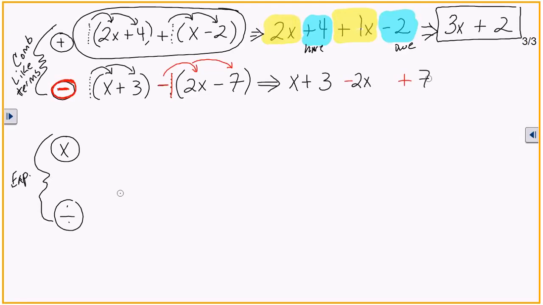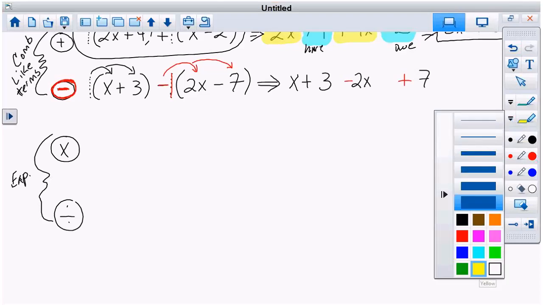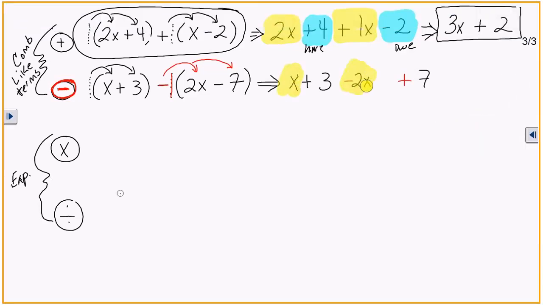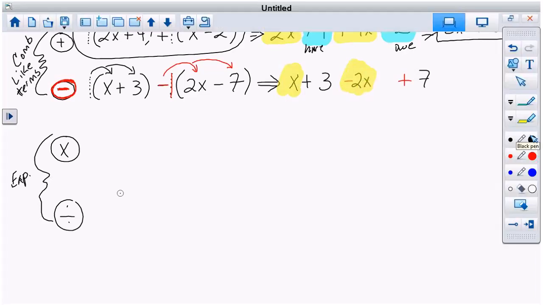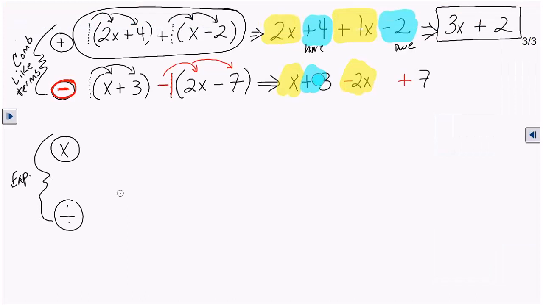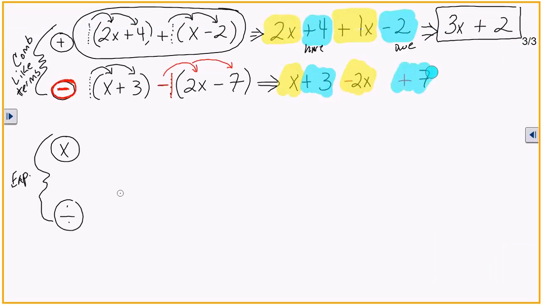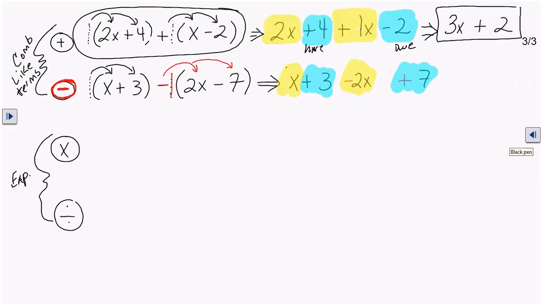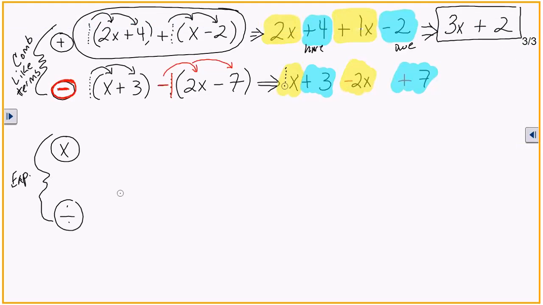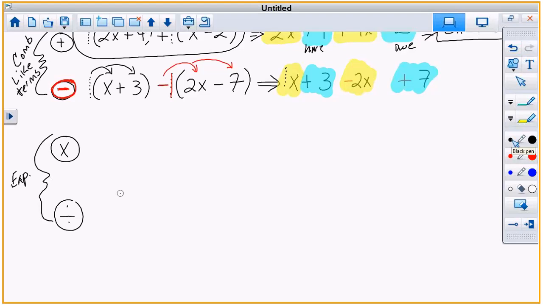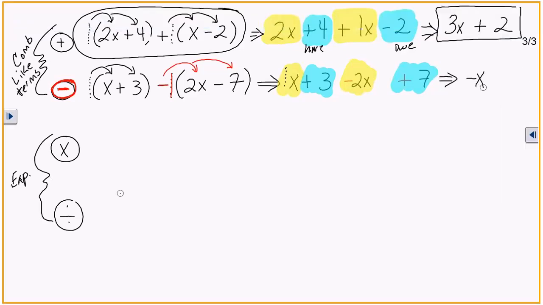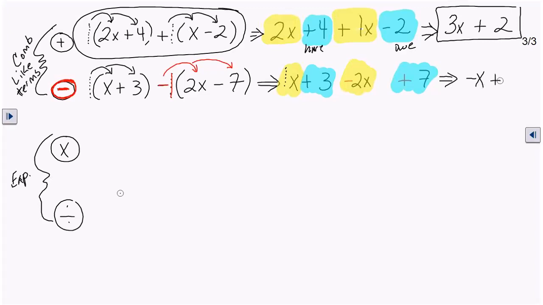And now we take our highlighters and we've got x terms. And we've got regular coefficient terms. And I'm going to put a 1 in front of that x. You don't need it, but just to remember it's not a 0 because some people will say x minus 2x is negative 2x, and that's not right. 1x minus 2x is negative x. So yields negative x, and you can put a negative 1 there if you want to, but I wouldn't suggest it. And then 3 plus 7 is 10.